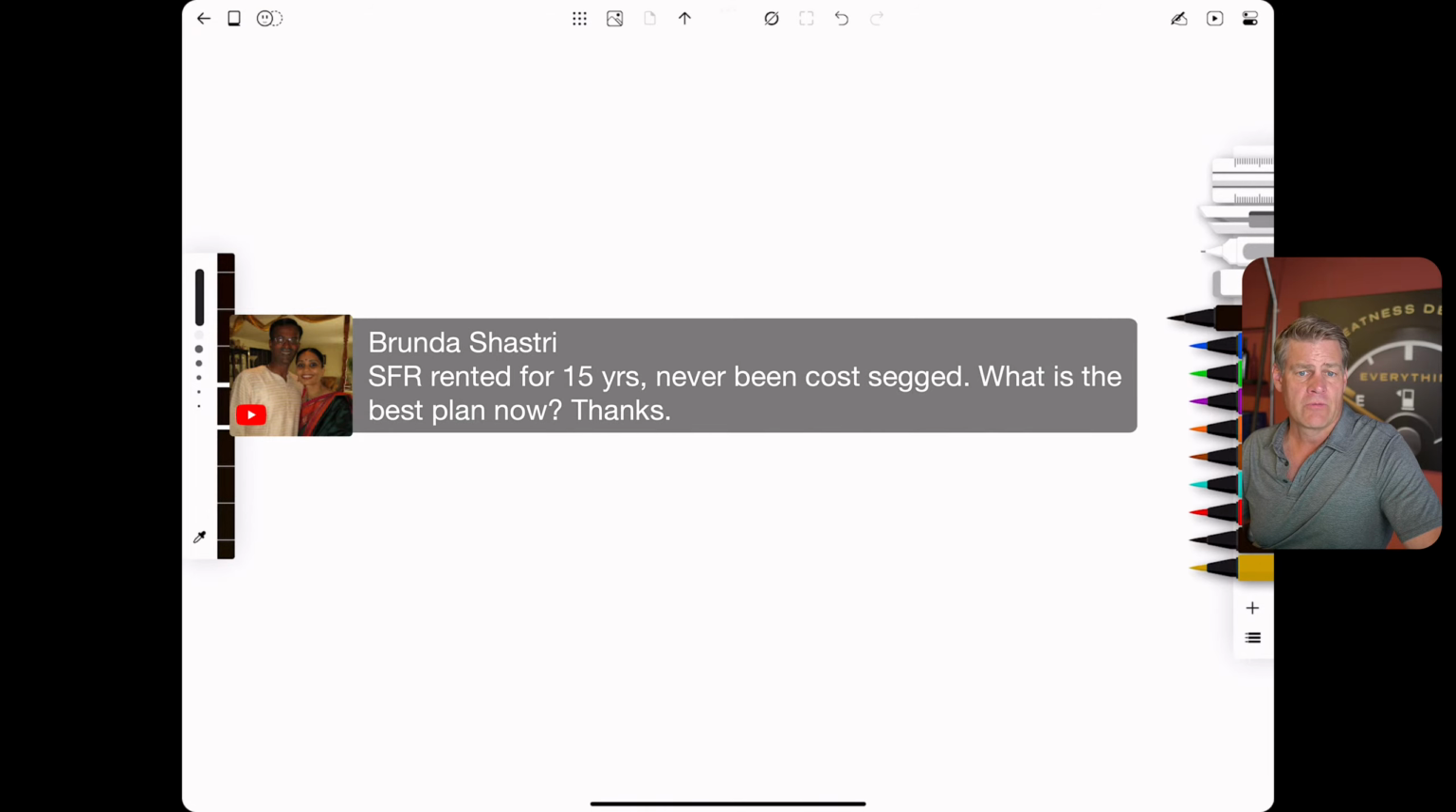Single family rental rented for 15 years, never been cost seg. What is the best plan now? Well, I don't know, Brenda, if I would do a cost seg on this property. I mean, you can pick up some accelerated deductions. You might be able to double your depreciation for the next 5 or 6 years. So you have to then analyze it.